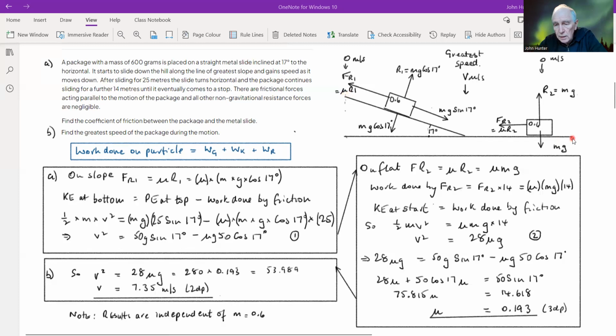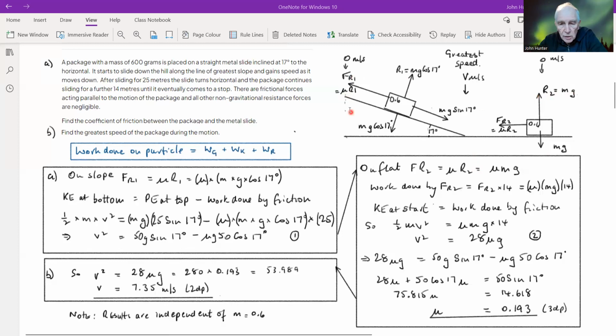On the horizontal, it's similar, a bit simpler really, because we haven't got all the weight bearing down. There is no weight resolved forward, and the reaction force is just mg again. It's not resolved, so it's just perpendicular to the horizontal. And the friction, therefore, is FR2, which is equal to mu times that reaction force. Right, so that's our free body diagram.